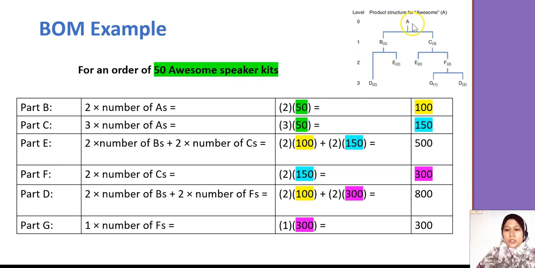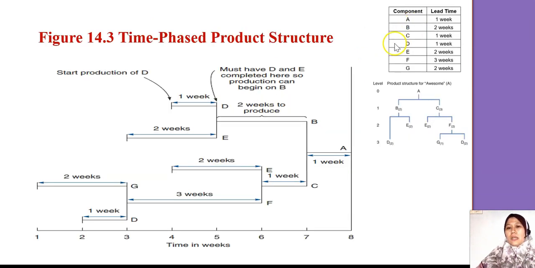These are the amounts that they need of the subcomponents to build up 50 finished products. How do we read the time frame? These are the lead times. Each component must have a lead time, so usually we work backward. Let's say that they want the A product at week 8.